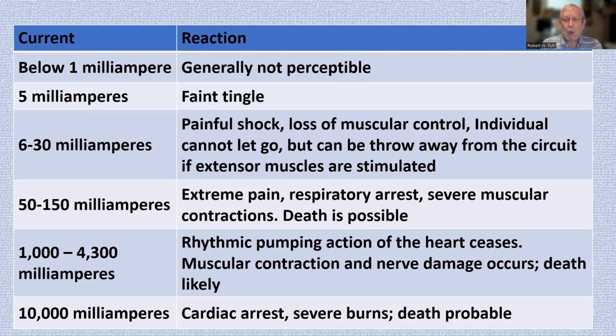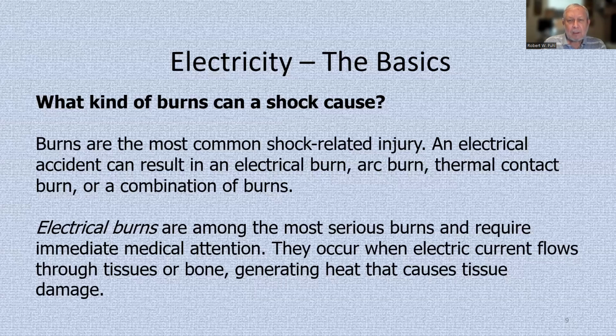Now, in most homes, the fuse box contains circuit breakers, not fuses anymore. I guess it's not even a fuse box anymore. Okay, it shows my age. They're usually 15 or 20 amps. Amps, not milliamps, but amps. So it takes a lot to pop one of those. And if it does, there's a problem. But you can see here, 6 to 30 milliamps could cause painful shock, loss of muscular control. You can't let go, but you could be thrown away from the circuit if the extensor muscles in the body are stimulated. Depends which muscles are. So electricity, the basics. What kind of burns can a shock cause?